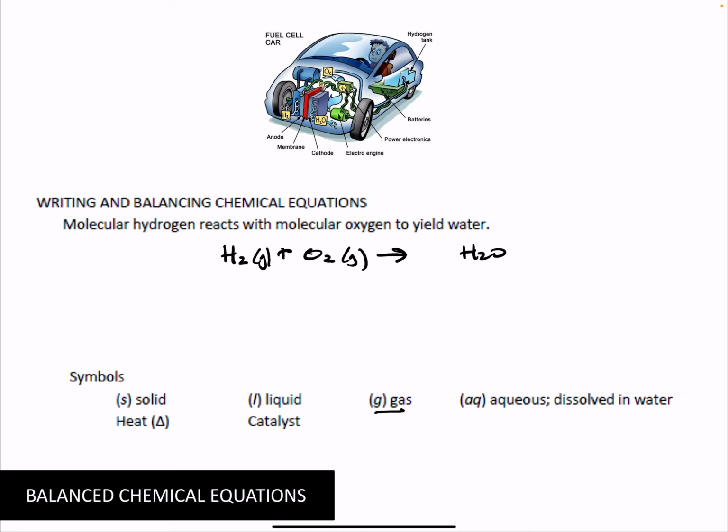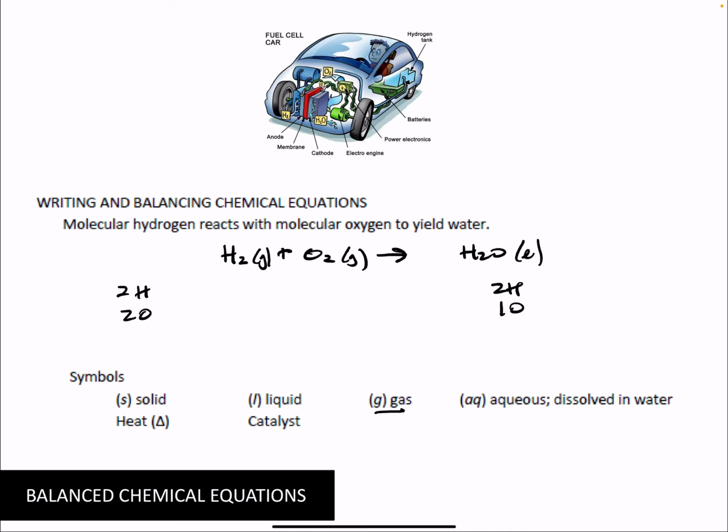Now here we'd have a choice whether it's liquid or gas. That's going to depend on the temperature and pressure conditions, but let's just say it's liquid. So we read this as hydrogen reacts with oxygen to give water. An important thing with a balanced chemical equation is that you have the same number of atoms of each type on both sides. On the left, we have 2 hydrogens and 2 oxygen atoms. On the right, we have 2 hydrogen atoms, but only 1 oxygen atom.